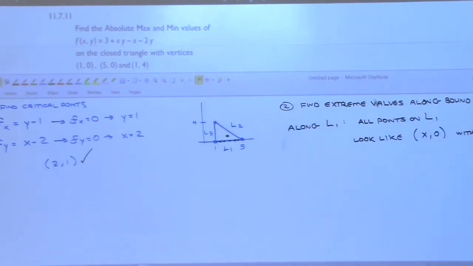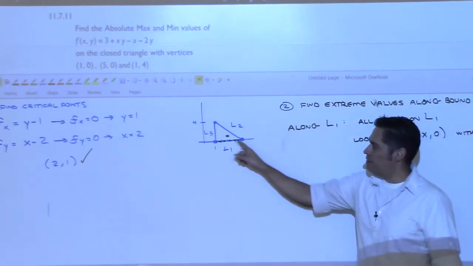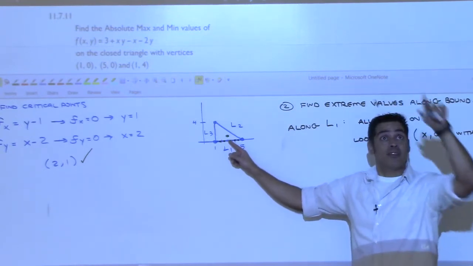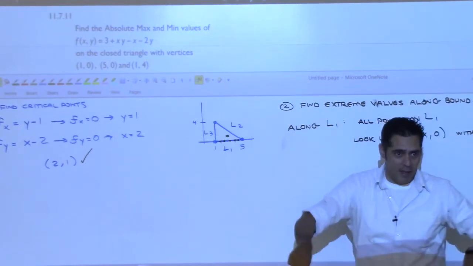So if we substitute y equals 0 into our original equation, we will basically get the trace of that surface along that line. And as long as we keep x restricted between 1 and 5, we'll have it along that line segment. That's right, exactly. Yes, that's exactly what we're doing. I like the word trace. We are going to find the trace of this into the function. Or if you look at that trace and map it back down to the domain, it's that line segment.